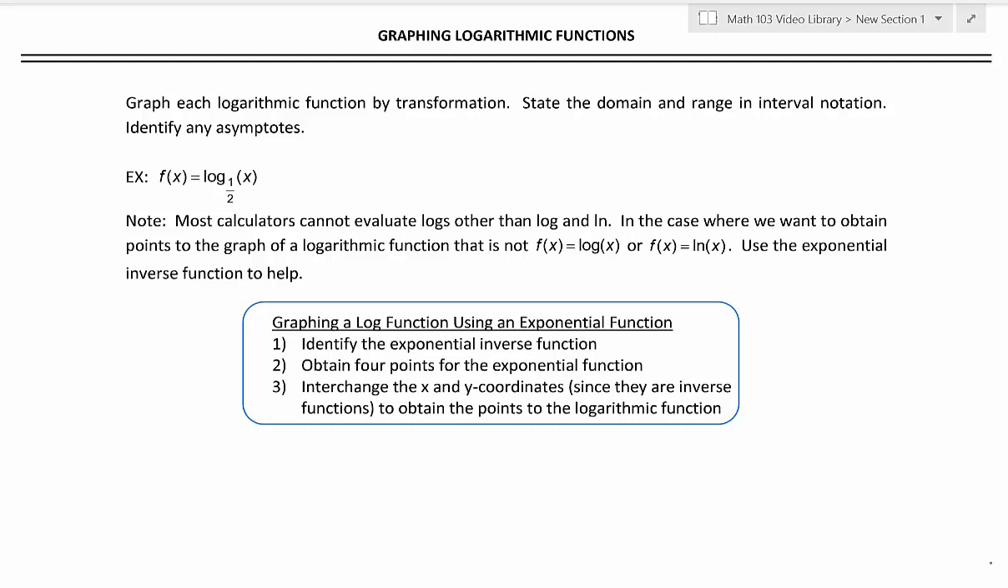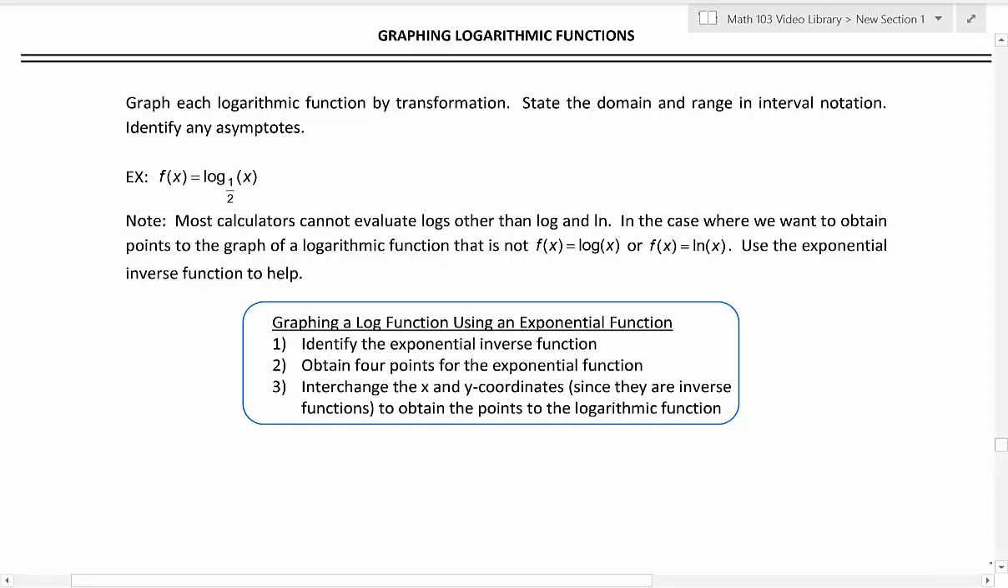Please note that most calculators cannot evaluate logs other than our common log or our natural log. Those are the buttons that most of us see on our calculators. In the case where we want to obtain points to the graph of a logarithmic function that's not log base 10 or log base e, we're going to use the exponential inverse function to help us get the points. So here are steps for graphing a log function using an exponential function for help.